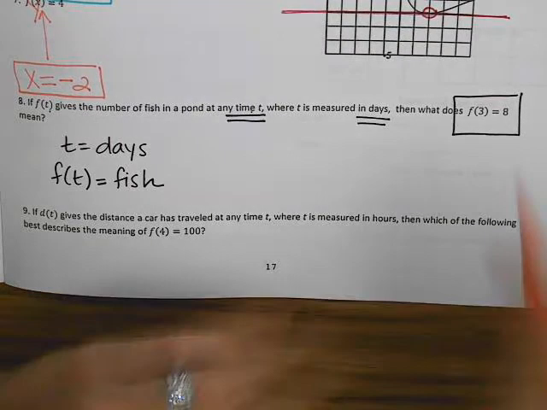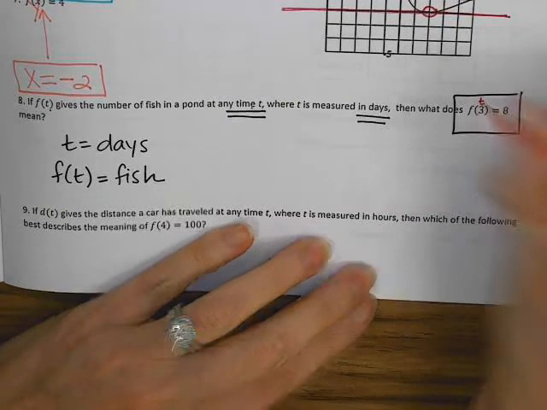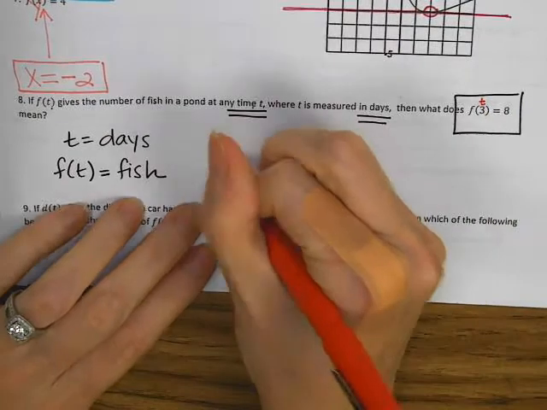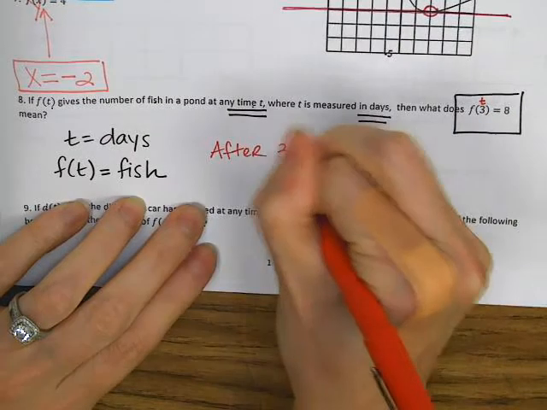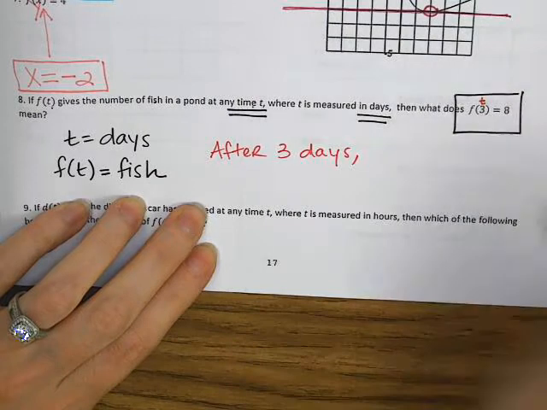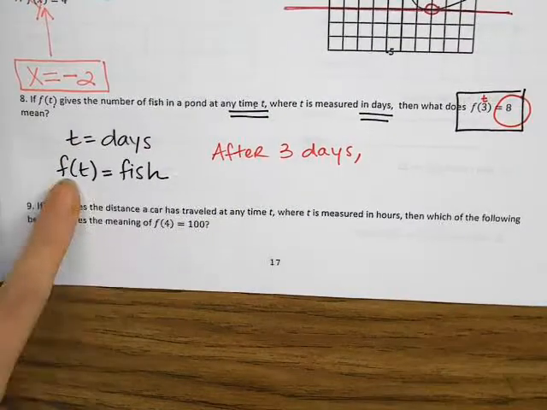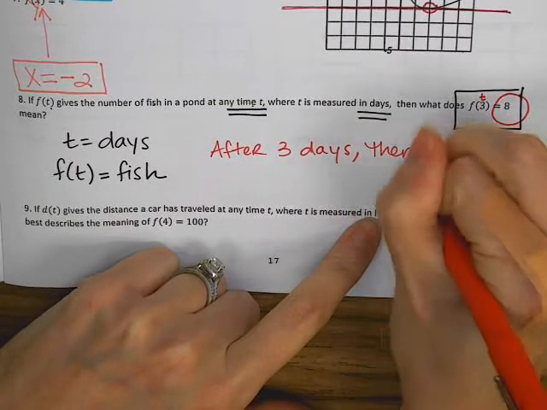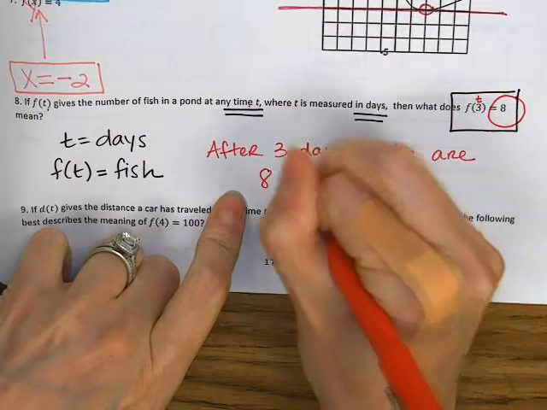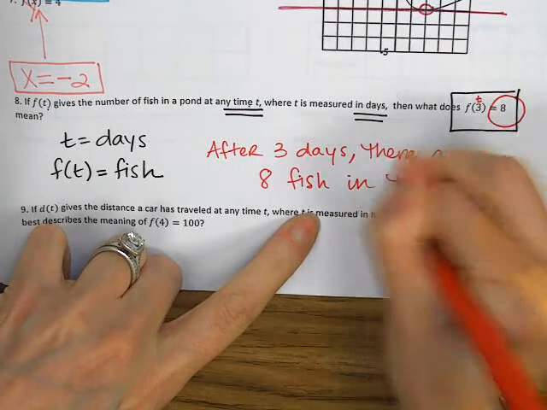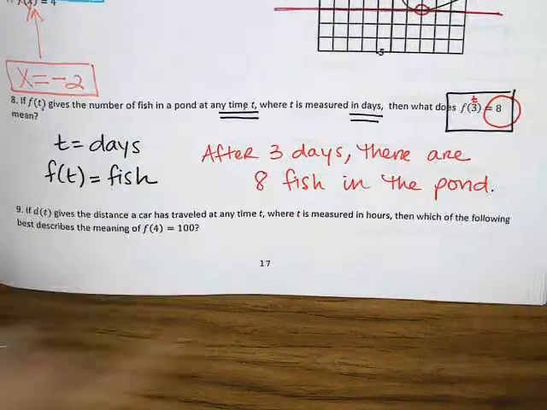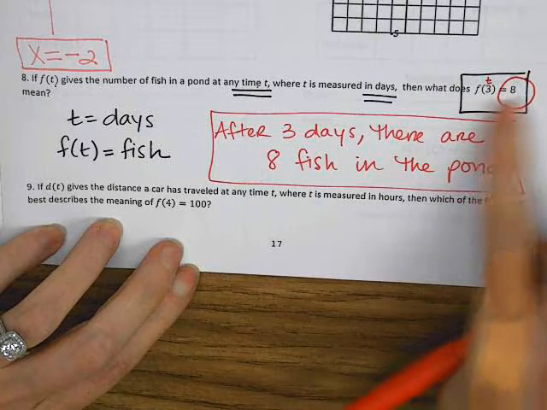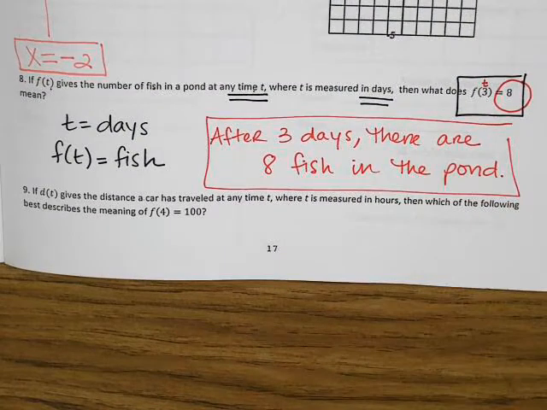All right, so here's how you do it. This is the t. So this means 3 days. So you would say after 3 days, and then this number is the fish, the function value fish. So after 3 days, there are 8 fish in the pond. That's all you have to write. You just have to write a sentence saying that you know what these numbers mean in terms of the problem.